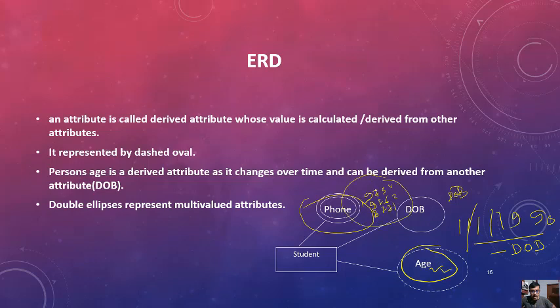The derived attribute we represent here by the dashed ellipse. Derived attributes are those attributes which are calculated from the system data, whose values are calculated from other attributes.